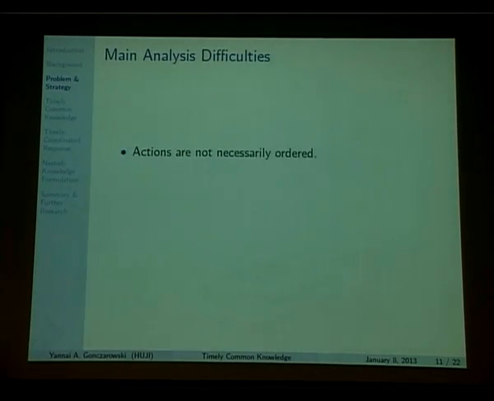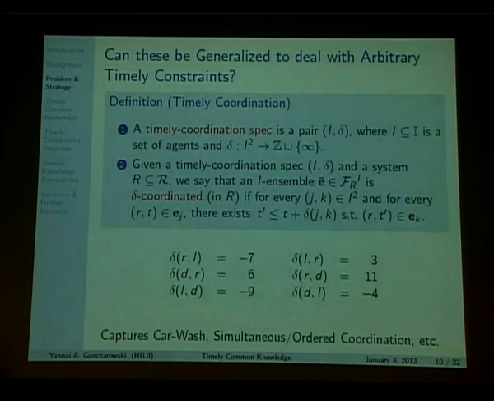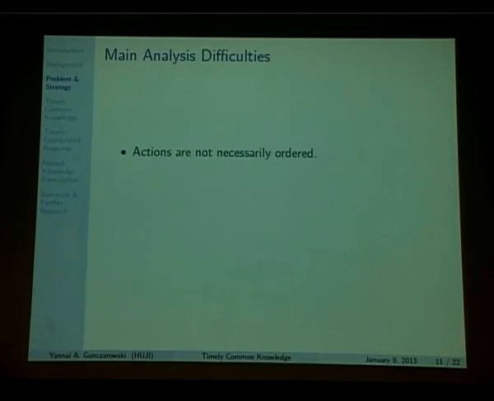Okay, so what's the problem? Why can't I just find a suitable fixed point like in up to epsilon coordination and in eventual coordination and simultaneous coordination and so on?